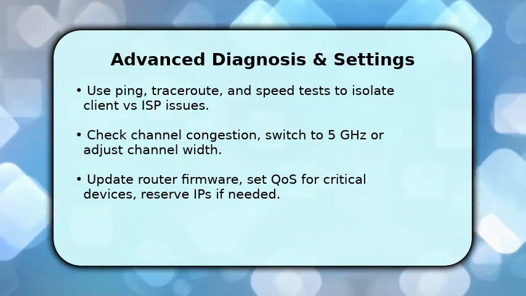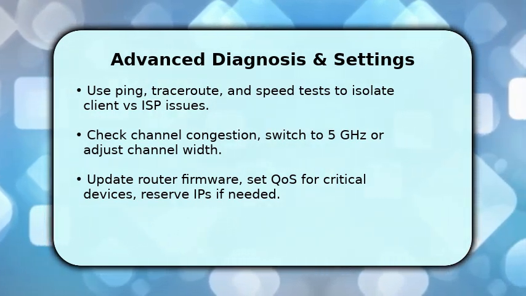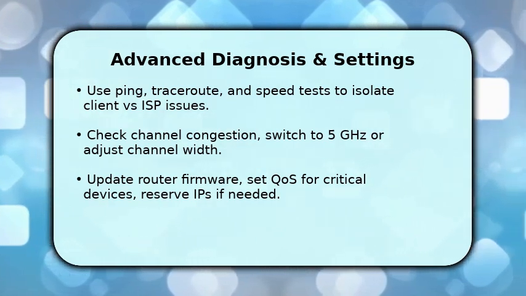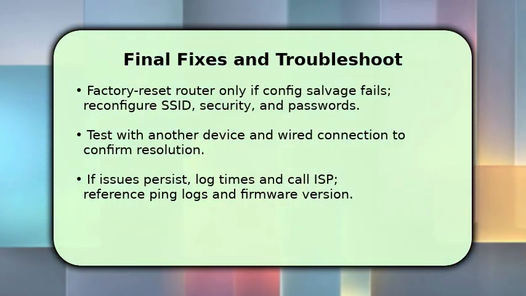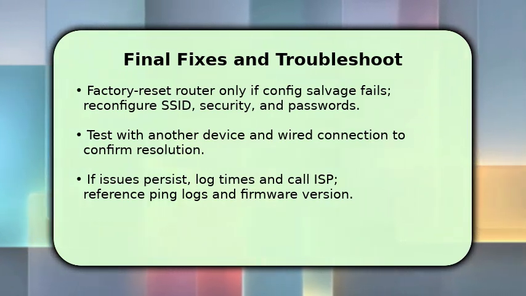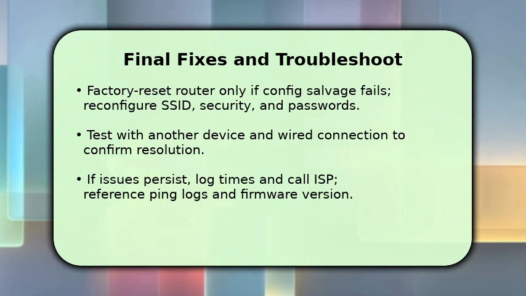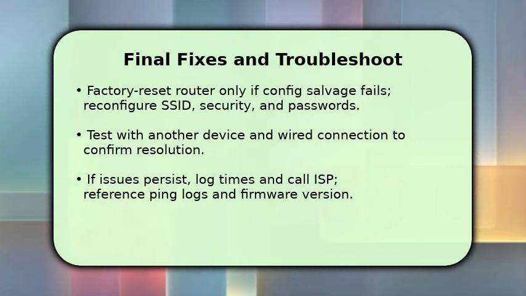Switch to 5 GHz or pick a clear channel and reduce channel width to limit overlap. Update router firmware and enable QoS to prioritize video or work devices, and create DHCP reservations for stability on critical machines. Finish by applying lasting fixes and validating success. If settings tweaking fails, backup config and perform a factory reset, then reconfigure SSID, WPA2/3 security, and strong passwords. Make sure guest network is isolated.